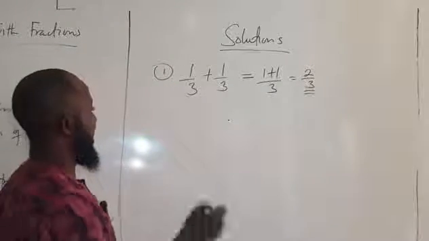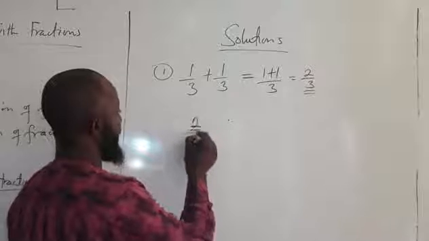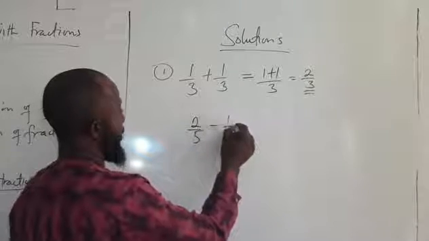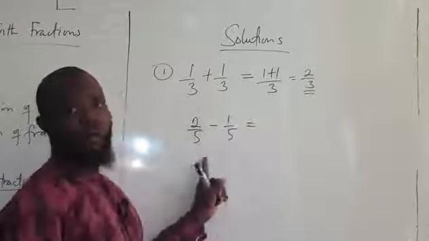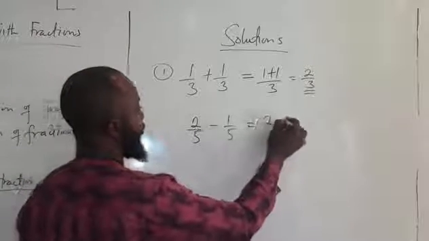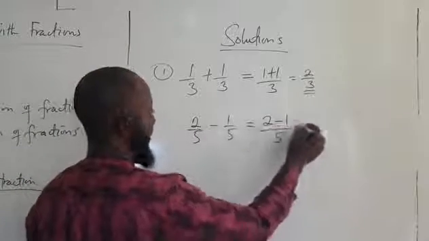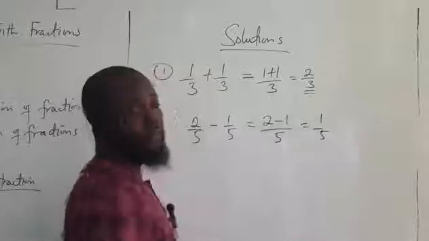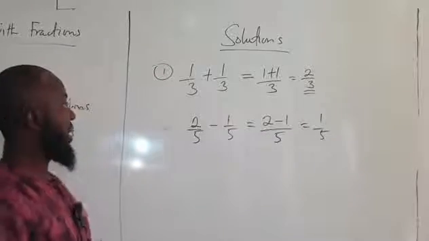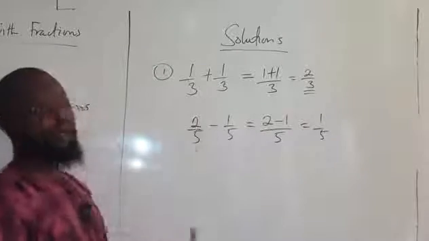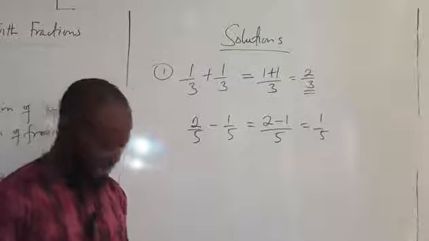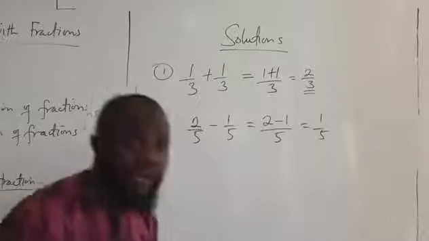If it is subtraction too, for example, you have 2 over 5 minus 1 over 5. If you want to solve this, you subtract the numerators: 2 minus 1 all over 5. That gives us 1 all over 5. So that is straightforward. That's how to solve the problem when the denominators are the same. I believe this is very clear to you.